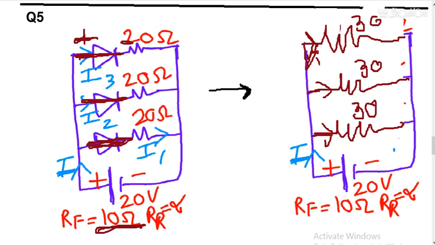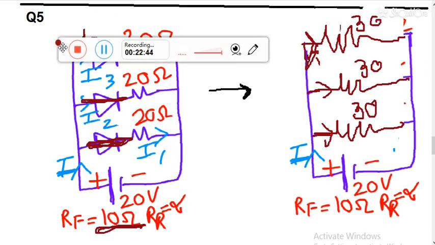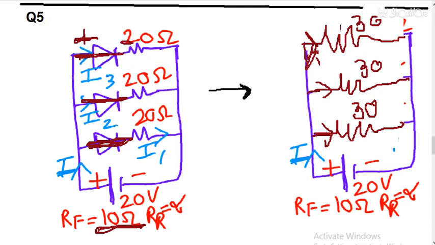So further, what value will it give me? It will give me 30, 30, 30. Three resistances of 30 ohm in parallel will give me one resistance of 10 ohm. So here students, in this given circuit, the total resistance offered by the circuit is 10 ohm and the battery is of 20 volt.